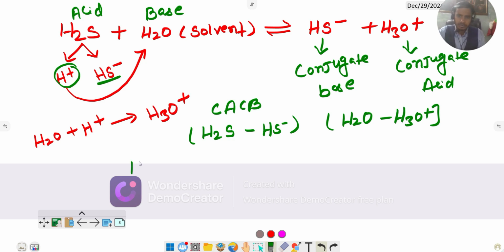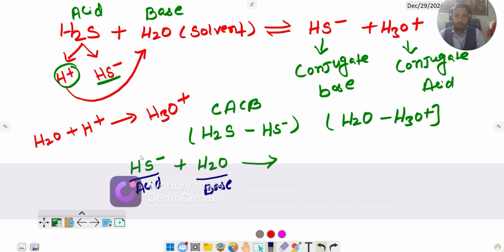Let us suppose another example is HS minus plus, again taking the solvent as water. HS minus behaves like an acid, this is an anionic acid, and the other one behaves like a base. From HS minus, the H plus ion is going to be donated to water. After donating the H plus ion to the water, it will produce S2 minus.